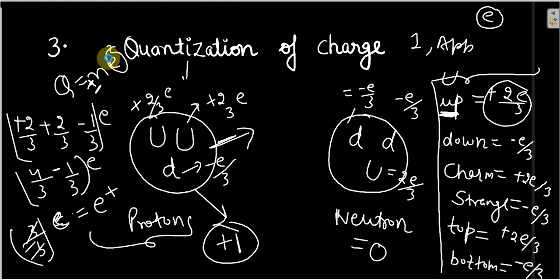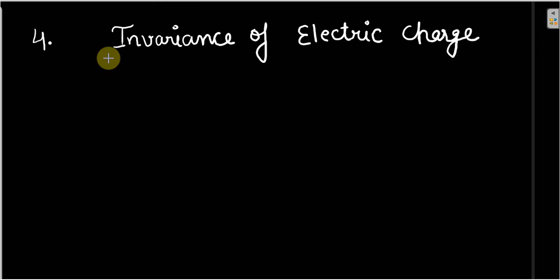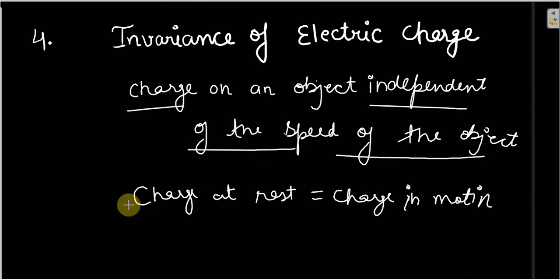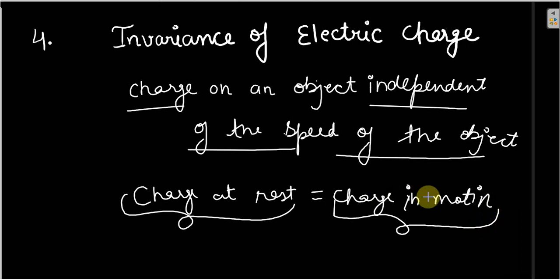So now we will come to the next property, that is invariance of electric charge. Now the fourth property is invariance of electric charge. Charge on an object is independent of the speed of the object, meaning charge does not depend on the speed of the object. For example, if you are moving in a car and you have some charged particle, the car speed is going to increase, but your charged particle's charge will not change. It means for charges at rest or charges in motion, in both cases charge will remain the same.